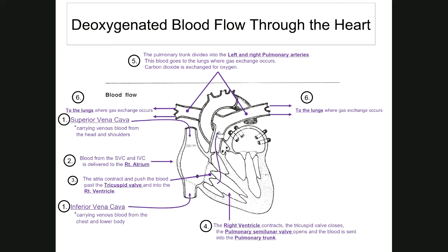Now, the pulmonary trunk is going to divide into right and left pulmonary arteries. So look at number 5 at the top. The pulmonary trunk divides into the left and right pulmonary arteries. This blood goes to the lungs where gas exchange occurs. Carbon dioxide is exchanged for oxygen. So you look at number 6. The blood from the pulmonary arteries is taken to the lungs where gas exchange occurs. Okay, that means that carbon dioxide is going to be given off and oxygen is going to be taken on.